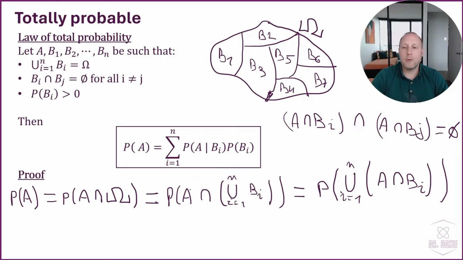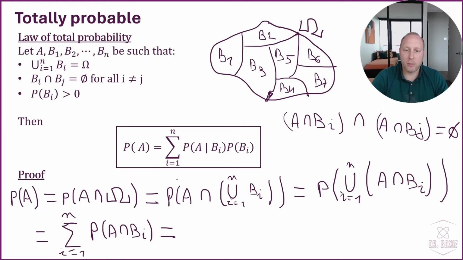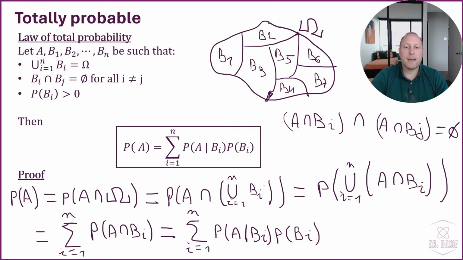And therefore, we can use the third of the defining properties of a probability measure. We saw that the probability of a union of disjoint sets is the sum of the probabilities of each of them. So this is the same as the sum for i going from 1 to n of the probability of A intersected with Bi. And now, using the rewritten definition of the conditional probability, this can be written as the sum for i from 1 to n of the probability of A conditioned on Bi times the probability of Bi. And that is exactly what we wanted to prove.